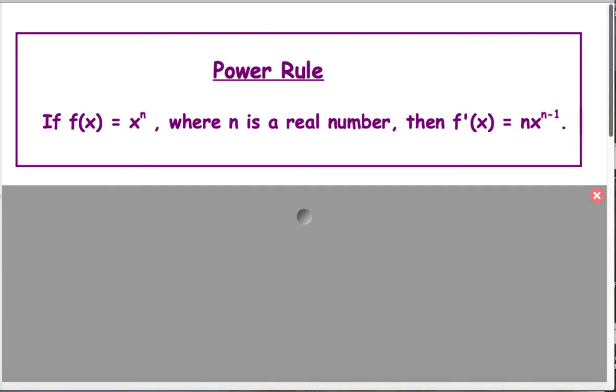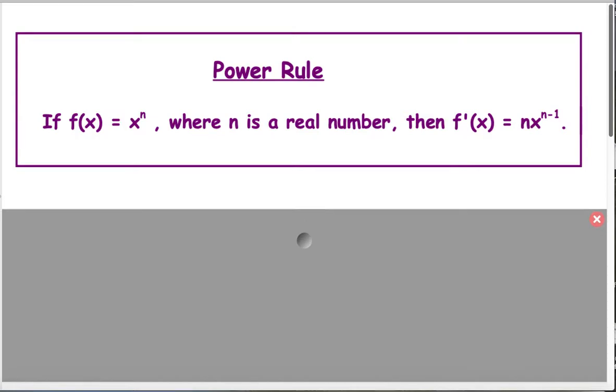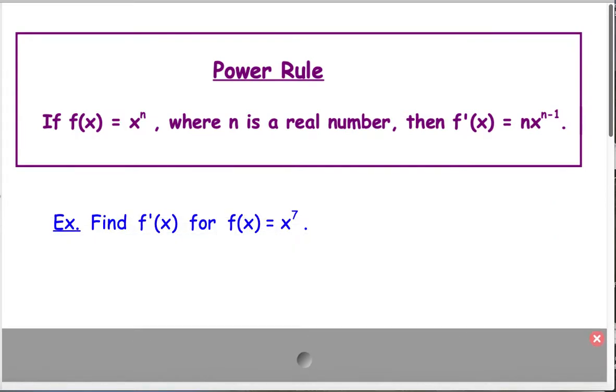And then we learned the power rule. And that said that if f of x is equal to x to the n, where n is any real number, then f prime of x, or the derivative of f with respect to x, is going to equal n times x to the n minus first power. So the rest of this lesson, I just want to go through some examples and practice these rules.